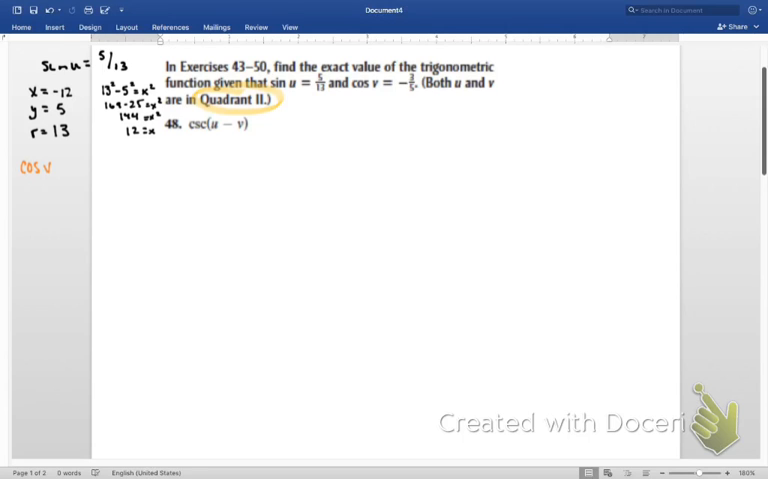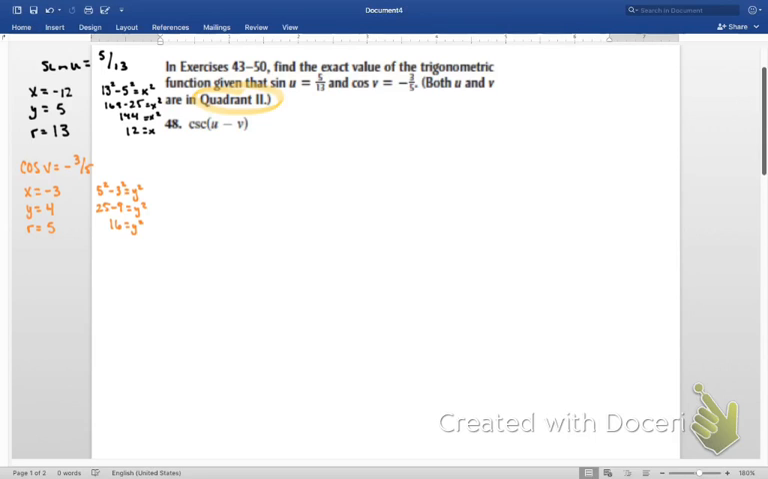I'm going to do the same thing again for my v. So cosine of v is equal to negative 3 over 5. Same thing, it's negative, so I have x, I have y, and I have r. That means r is 5, x is negative 3. Need to find the same thing as far as 5 squared minus 3 squared equals y squared. 25 minus 9, 16 equals y squared, so y is equal to 4.